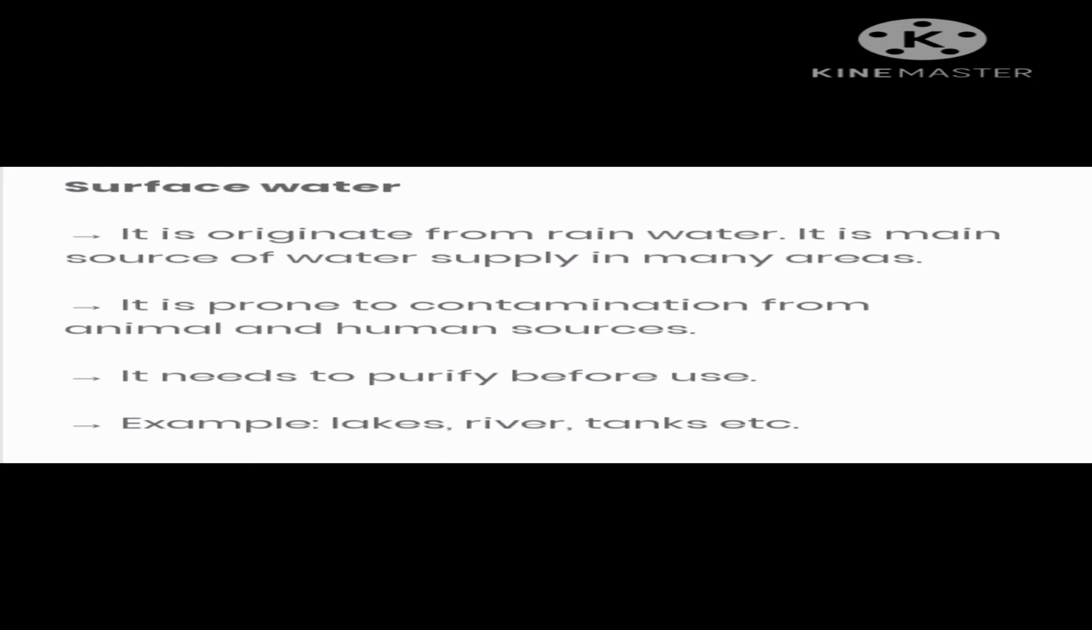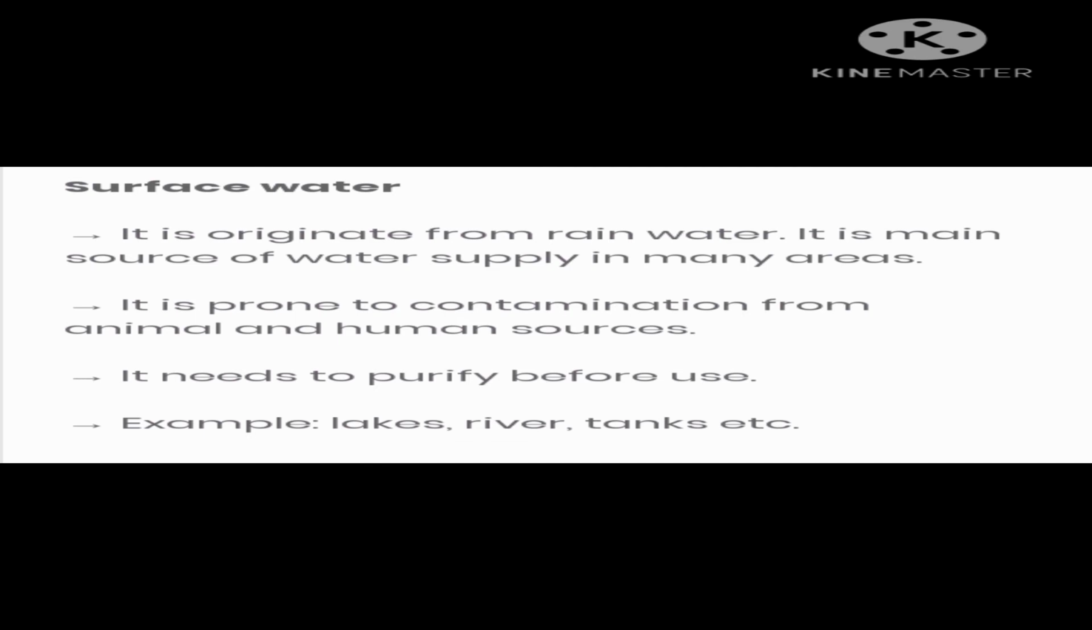Then the next point is it needs to be purified before use. Before the water comes to your homes, you do not drink it directly. You basically filter the water and then you drink it. So before using the water, we actually purify it. Examples of surface water are lakes, rivers, tanks, etc.